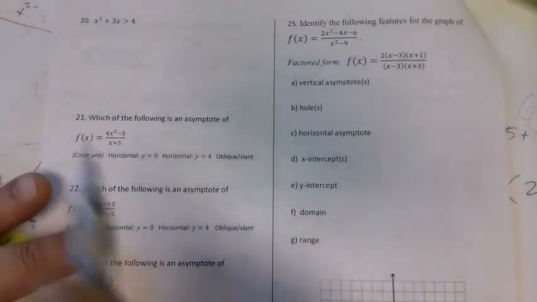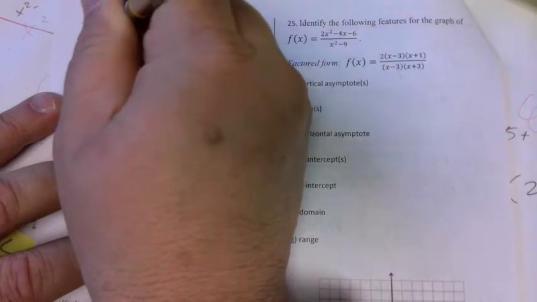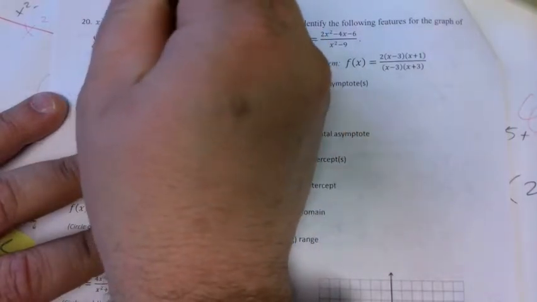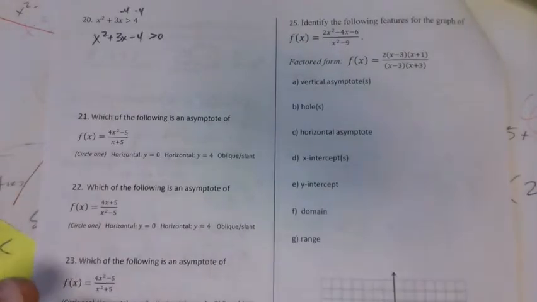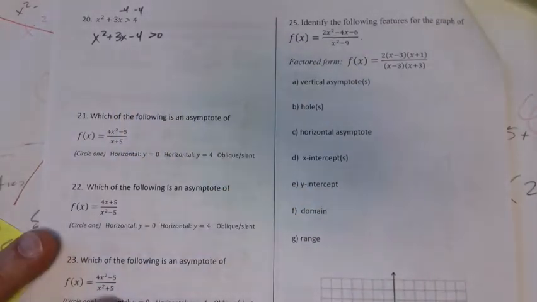Okay, x squared plus 3x is greater than 4. First, I got to set it equal to 0. So x squared plus 3x minus 4 is greater than 0. And I did that by subtracting 4 on each side, like that.